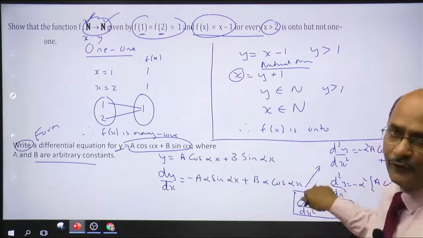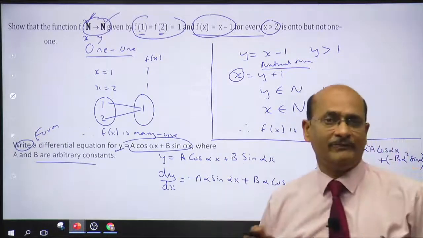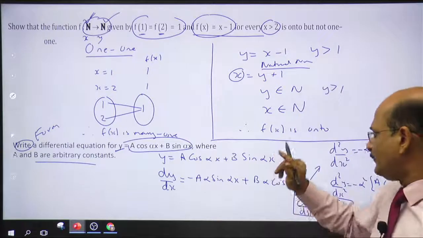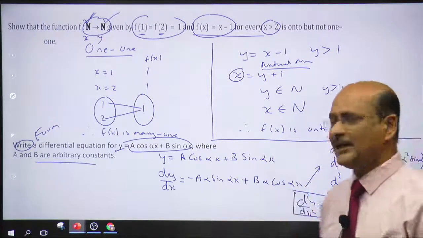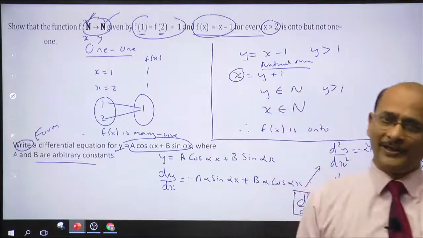Forming a differential equation is also 1 mark, because I have a definite feeling that in the board exam they might catch up with this particular part also. Okay, so pause and note it down. I give you 2 minutes for this particular work.